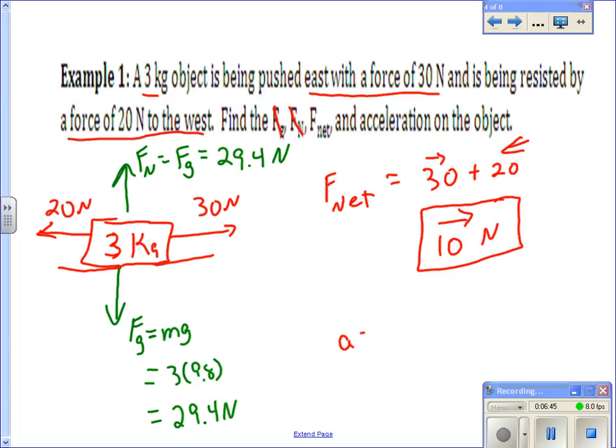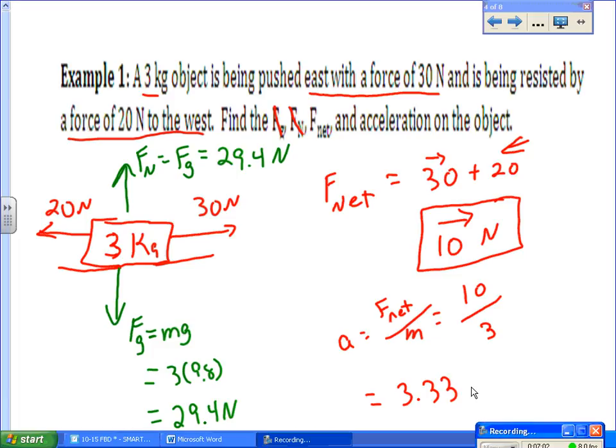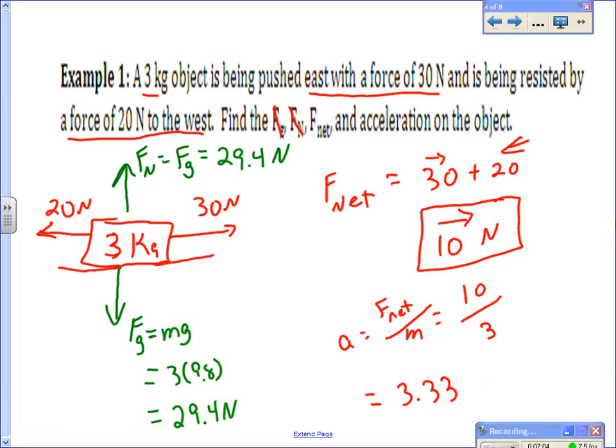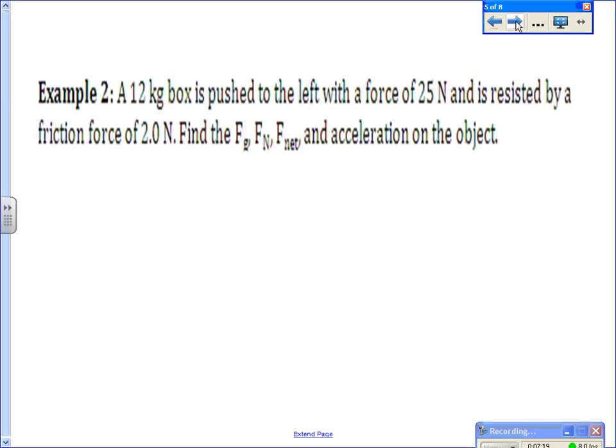My acceleration is going to be found by finding the Fnet divided by the mass. So my Fnet I just found, it's 10, and then my mass is 3. So your acceleration is going to be 3.33 meters per second squared, to the right. So it looks like it takes a lot of work, but it's really very simple steps. So let's do those steps one more time.